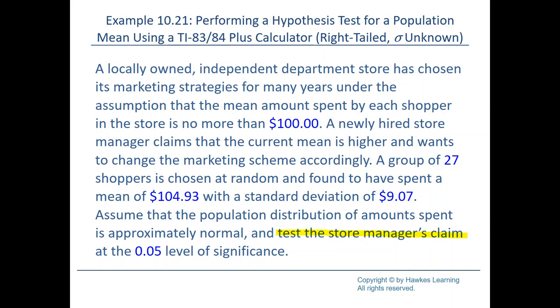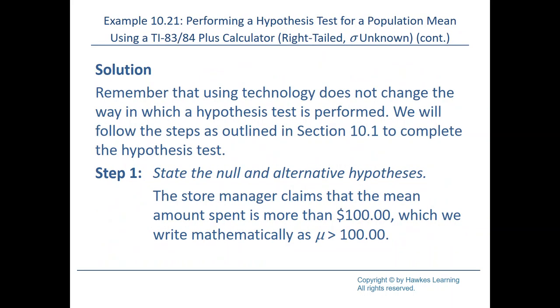And since you're running a hypothesis test, we're going to have to use technology to help us out. So I'm going to use the technology to help me run through it faster. However, even though we're using technology, that doesn't actually stop the way we perform our hypothesis test. The first thing you've got to do is state your null and alternative hypothesis.